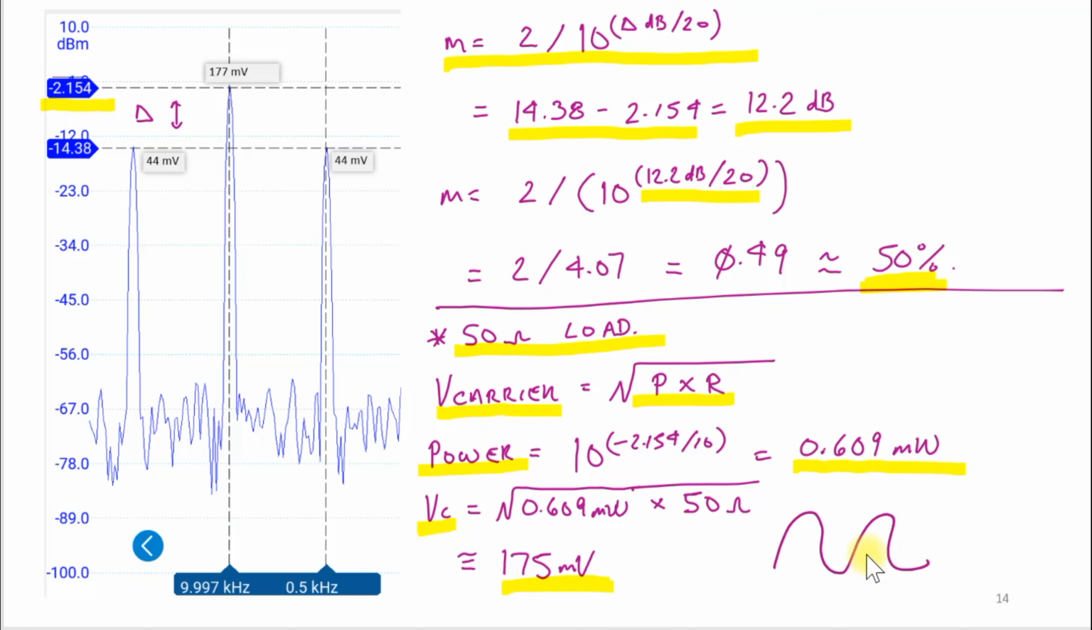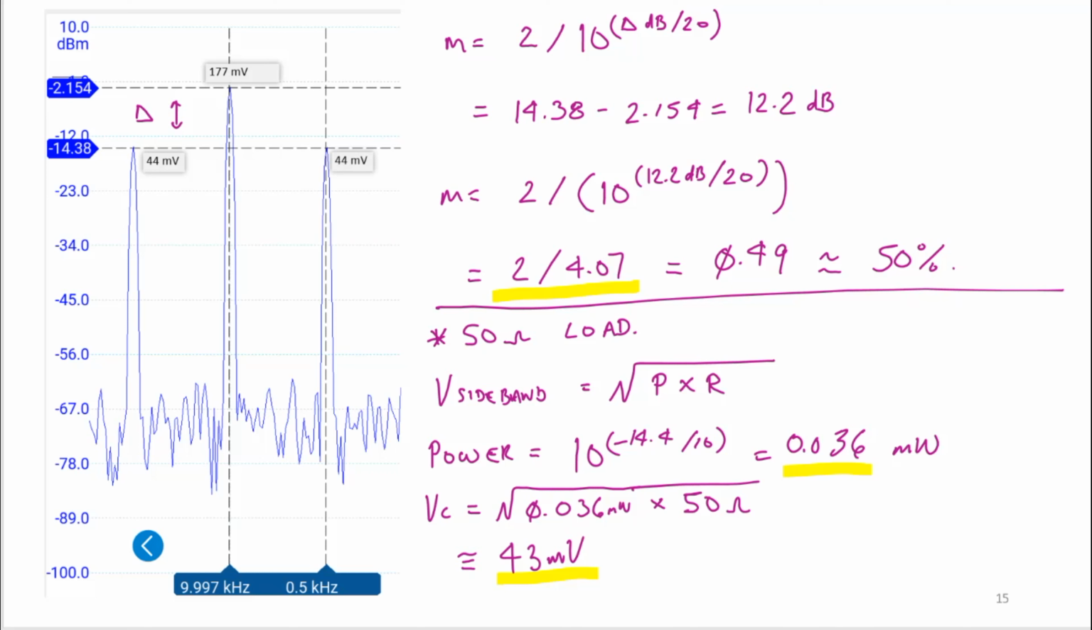It's actually 500 millivolts peak to peak. But it works out to be 177 millivolts RMS. That's actually RMS. I think I also did it for the minus 14.4 right here, and I figured that voltage to be 43 millivolts.